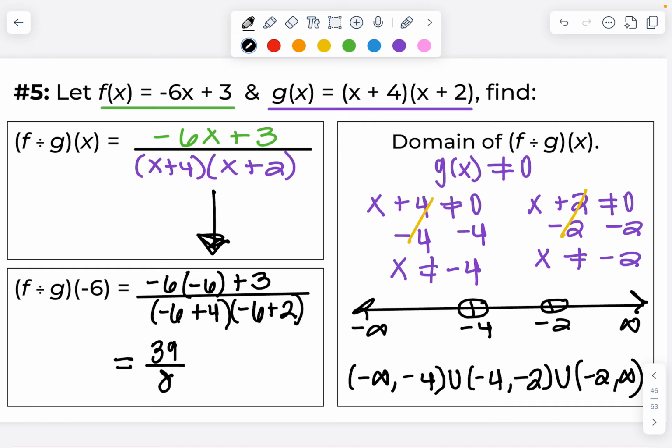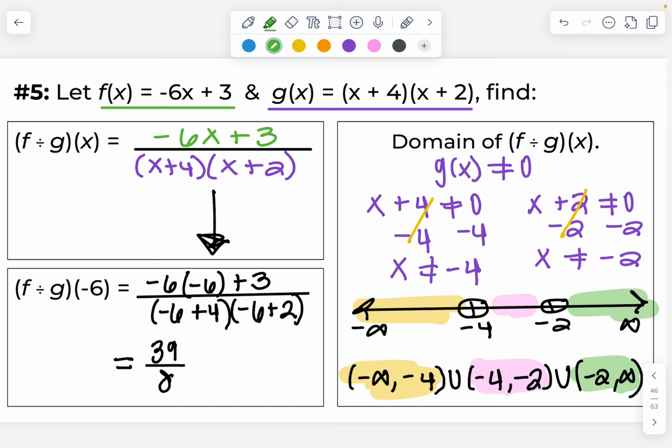And again, remember, this portion goes with this portion of my number line. This portion goes with this portion, and then this portion of my number line goes with that portion of my interval notation. So I have 3 pieces on my number line, and I have 3 pieces in my interval notation. Okay, so that is division.